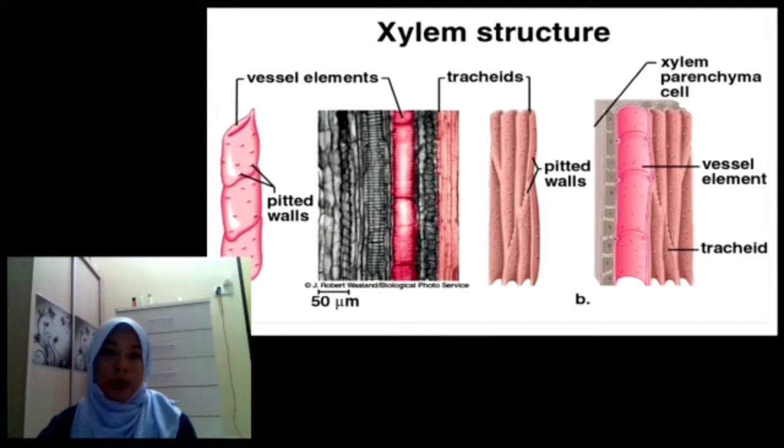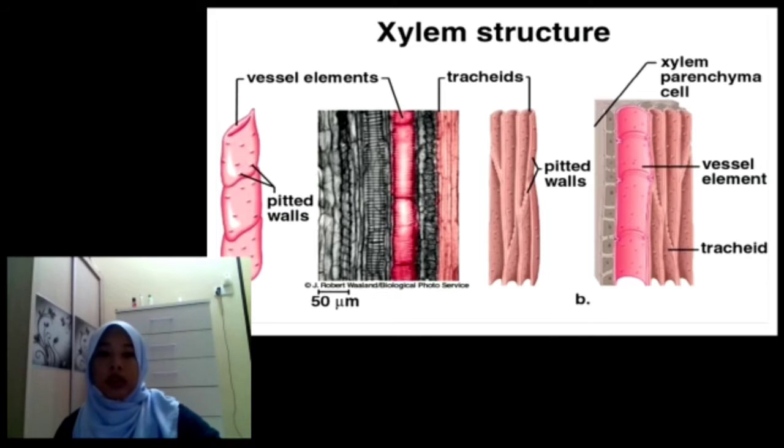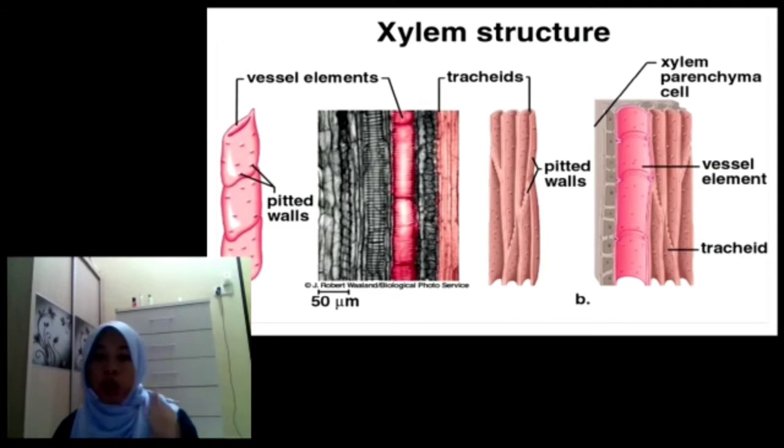Okay, next is about plant transport and water potential. We must know that potential energy is stored energy. Water potential is the energy of the water. So we know that water moves passively down the gradient, from a region of higher potential to a region of lower potential. There are two factors that determine the water potential of a cell, which are the water pressure across the membrane and the solute concentration across the membrane.